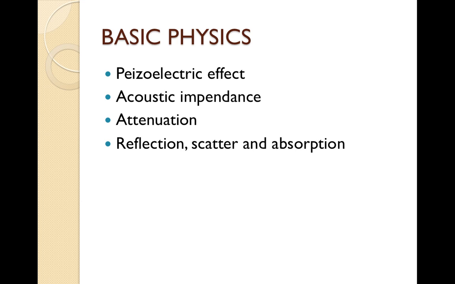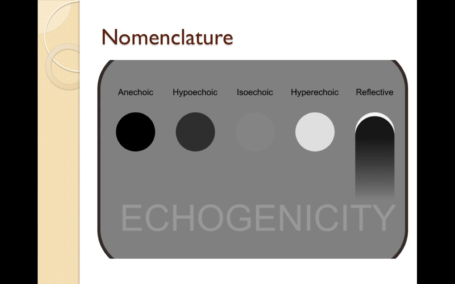structures. When you transmit the ultrasound wave on the tissue, some of the wave will be reflected back to the ultrasound probe, some will be scattered, and some will be absorbed, and according to that, the image will be formed.